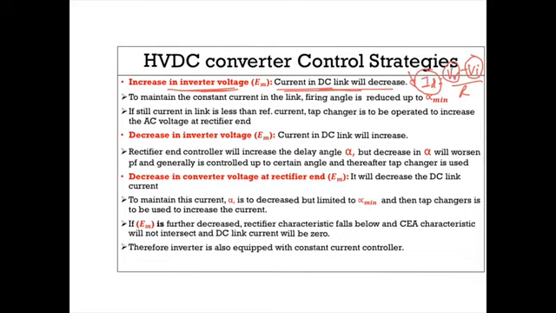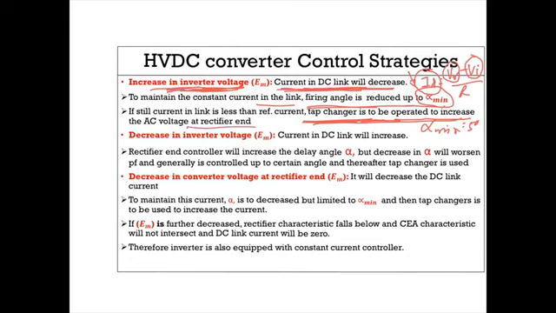Now to maintain the constant current in the DC link under the condition that the inverter voltage has increased, what is done is the firing angle is reduced. It can be reduced up to alpha minimum, and as we discussed, alpha minimum is generally close to 5 degrees. In case the current is still not restored to the normal value, then the next line of action is to operate the taps of the transformer. And the taps are adjusted so that the DC link current, which has reduced because of the increased inverter voltage, is restored.